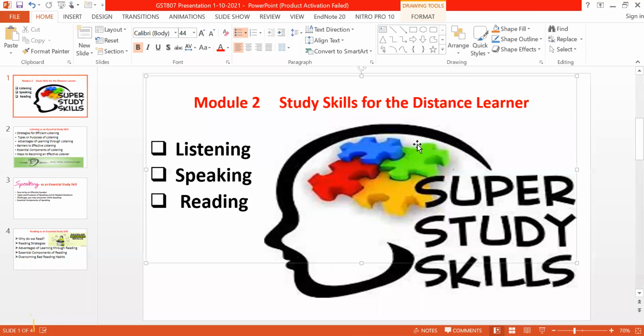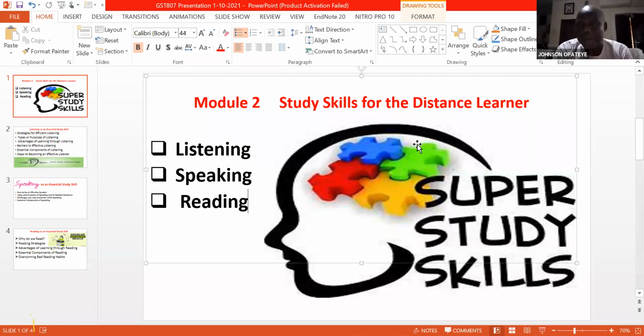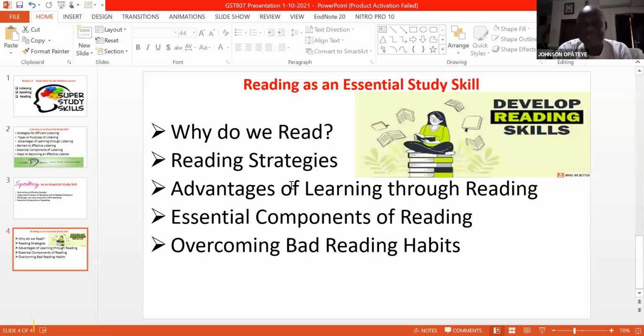It's not every time you come to the class. It's not every time you relate with your mates, whom you don't even see most of the time physically. It's not every time that you also come across certain information. But when you read, you get that information from the documented materials. So I want to emphasize that reading is a study skill. When you are reading, use correct strategies for your reading. Then you must also take advantage of reading to get a lot of material out of it.